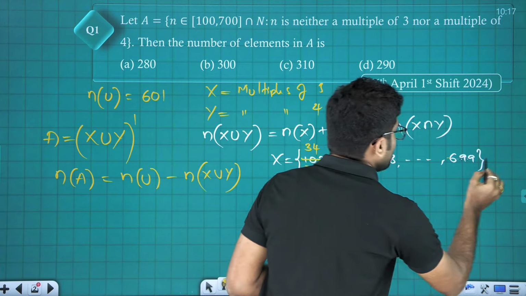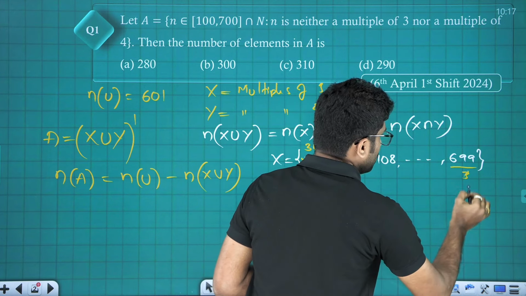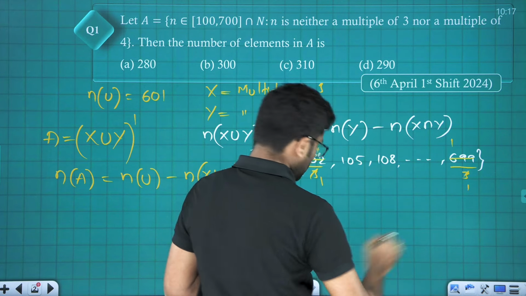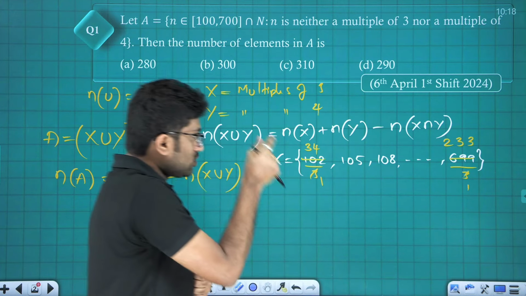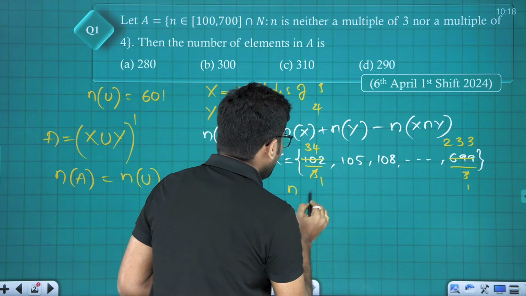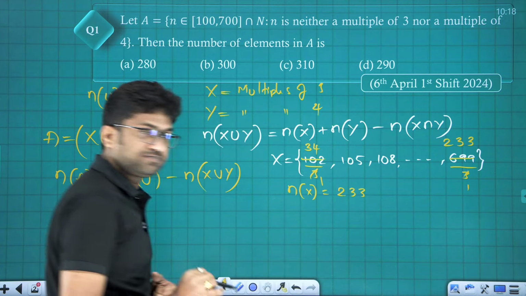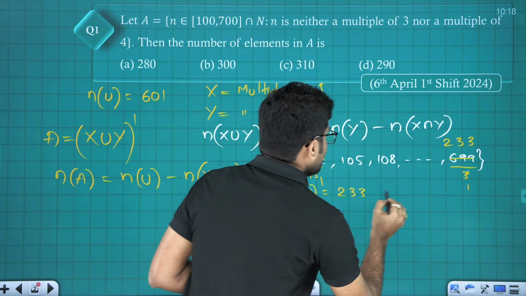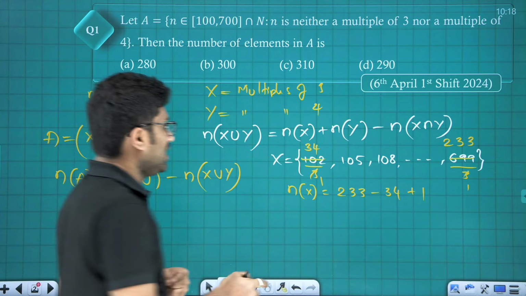Next, divide 699 by 3. 3 2s are 6, 3 3s are 9, so we get 233. So the number of elements in X will be equal to 233 minus 34 plus 1.